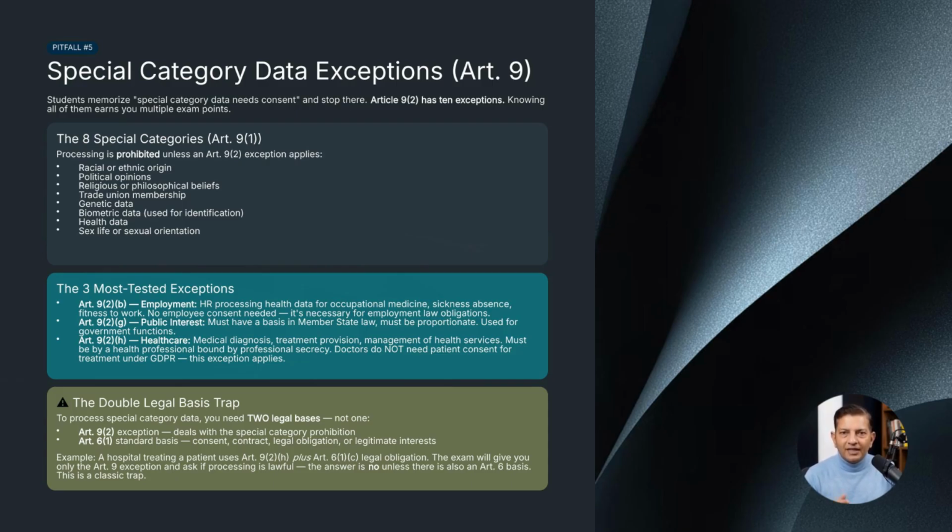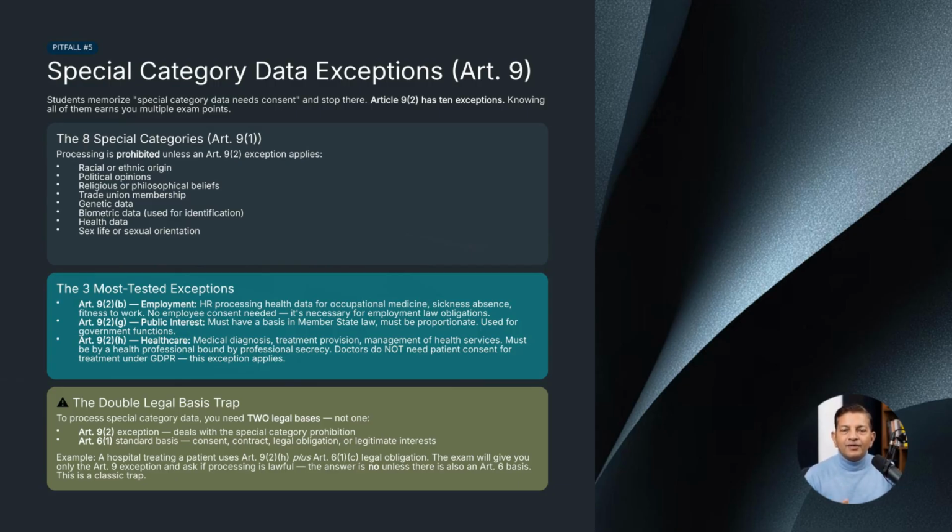Let me give you an example. A hospital treating a patient. They use Article 9.2h for the healthcare provision exception, but they also need Article 6(1)(c) for the legal obligation to provide care. Both, always. This is a common exam trap. They'll give you the Article 9 exception and ask if processing is lawful, and the answer is no unless there is also an Article 6 basis.